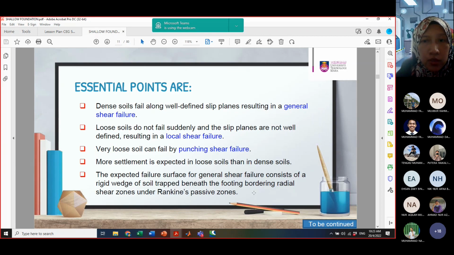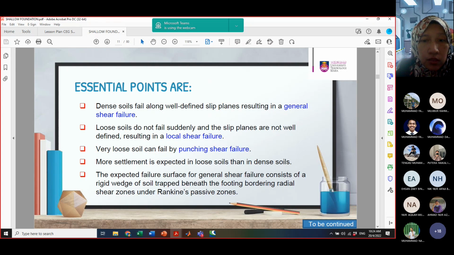What's important from here is that dense soils fail along well-defined slip planes, resulting in general shear failure, as stated just now, whereas loose soil does not fail suddenly and the slip planes are not well defined, resulting in local shear failure. Very loose soil can fail by punching shear failure. So you can see how the soil profile changes from dense to loose to very loose, which gives you the idea of the mode of shear failure. Local shear failure is more expected in loose soils than in dense soils.